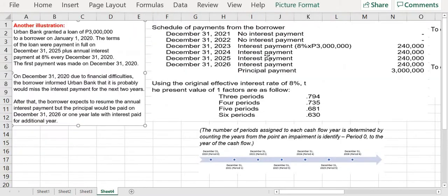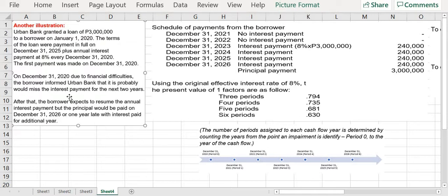Ayan. Now, for another illustration, okay, Urban Bank granted a loan of 3 million to a borrower on January 1, 2020. So, the terms of the loan were payment in full on December 31, 2025. Ayan. So, plus interest or annual interest payment at 8% every December 31, 2020 or every year. Ayan. So, the first payment was made on December 31, 2020.